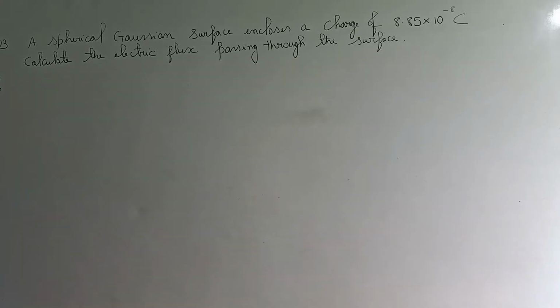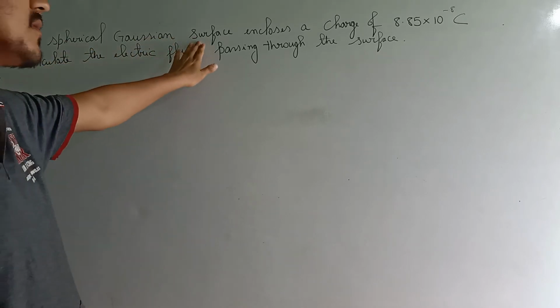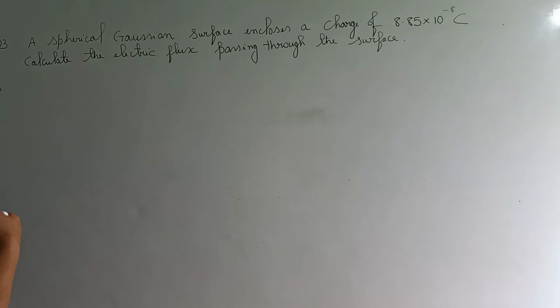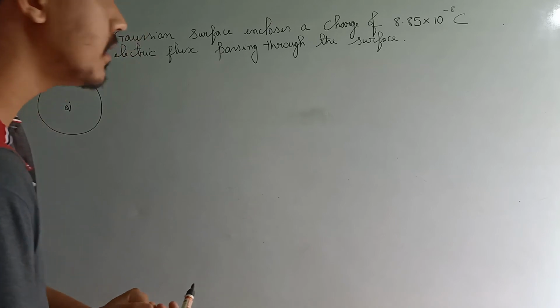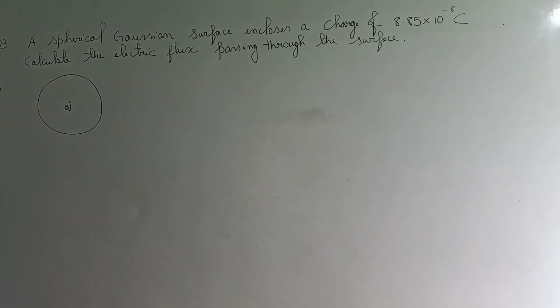Now question number 3. We have a spherical Gaussian surface which encloses a charge of 8.85 into 10 to the power minus 8 coulomb. You need to calculate the electric flux passing through the surface, right? Okay.